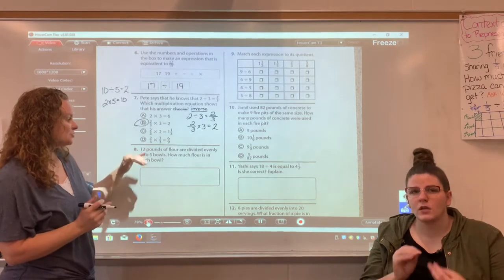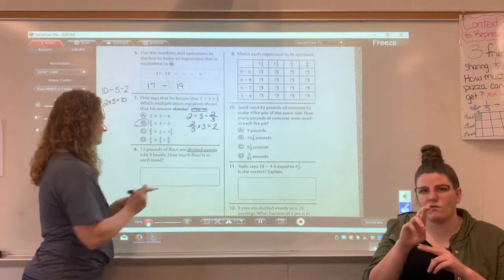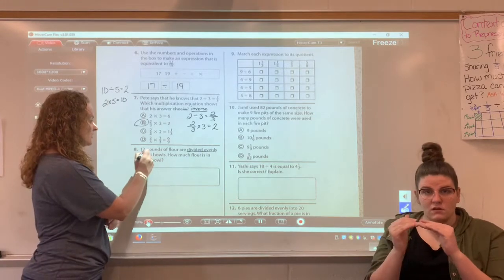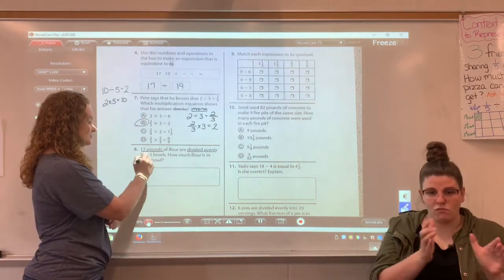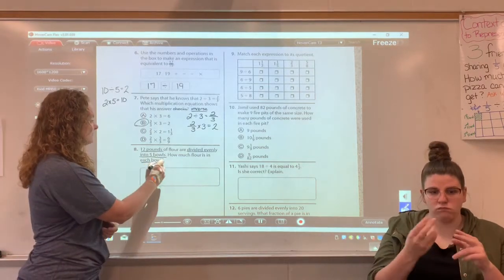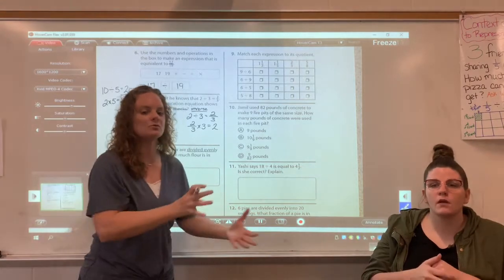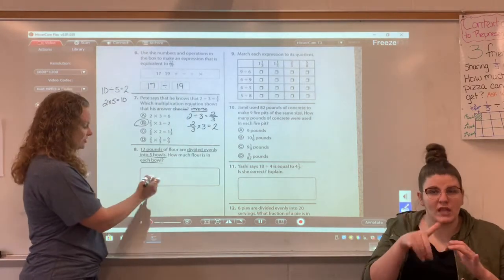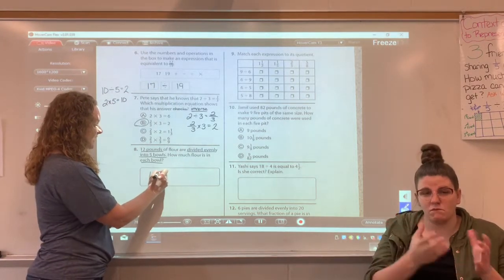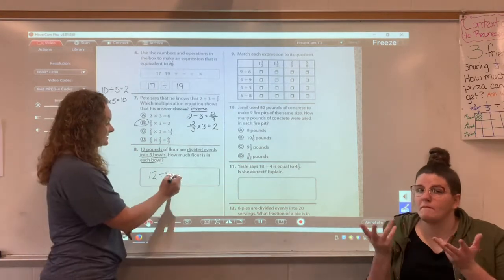Number 8, 12 pounds of flour are divided evenly into 5 bowls. So we have 12 pounds divided evenly into 5 bowls. How much flour is in each bowl? So once again, we have our 12 pounds. We're pouring it into this bowl, we're doing that 5 times. So we take our 12 pounds and we divide it by 5. I want us to get used to recognizing this as a fraction.